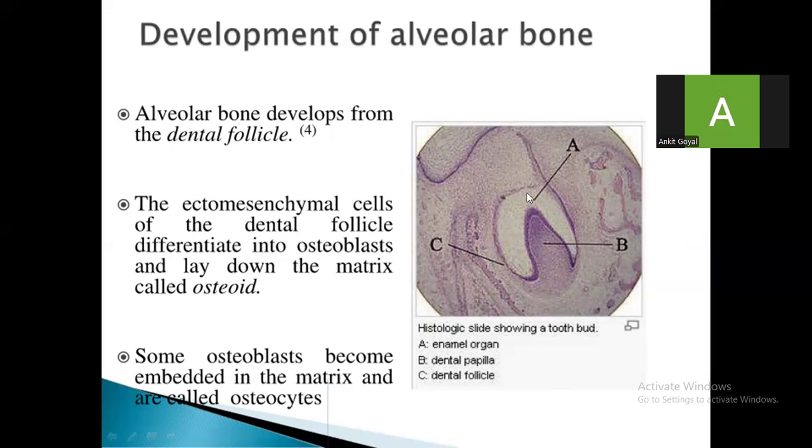In this picture, A is representing the enamel organ, B is the dental papilla, and C is the dental follicle. And it is the dental follicle that is responsible for the development of the alveolar bone.